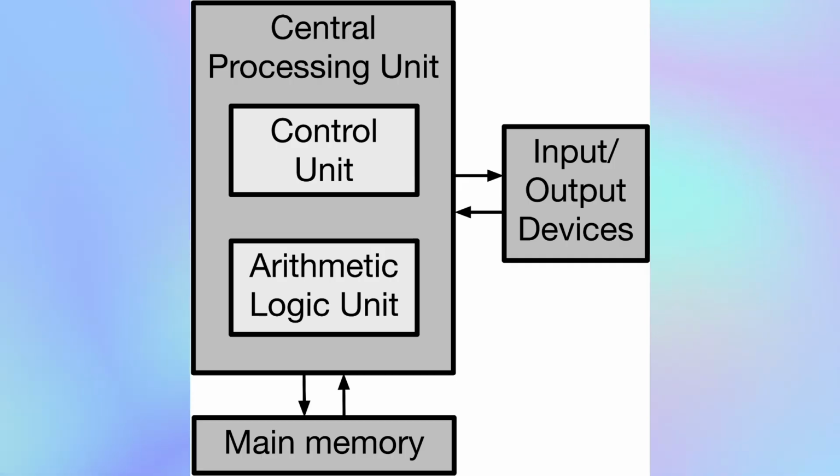The central processing unit contains the control unit and the arithmetic logic unit. The CPU communicates with the main memory and with the input output devices. The CPU gets the data from the input device, and the control unit and arithmetic logic unit process the instructions, store them in memory, and show the result using the output devices. This is the overall diagrammatic representation of the organization of computers.